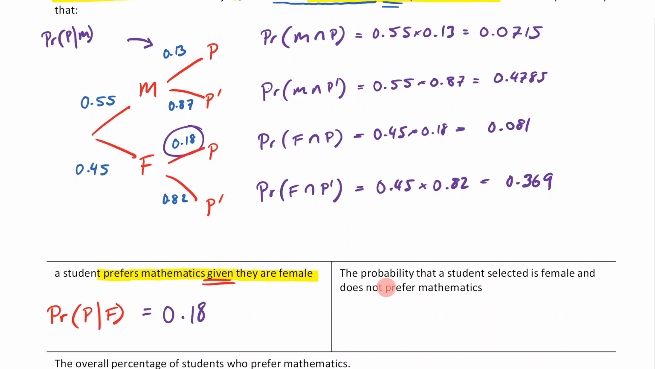We continue. The probability that a student selected is female and does not prefer mathematics. So no conditional probability here. What we're just considering is the probability that a selected student is female and does not prefer maths. So it's they're female intersection, they don't prefer maths. We've figured this out. That is that one right there. F intersection of P dash is 0.369. Amazing. Okay, we keep on going here.